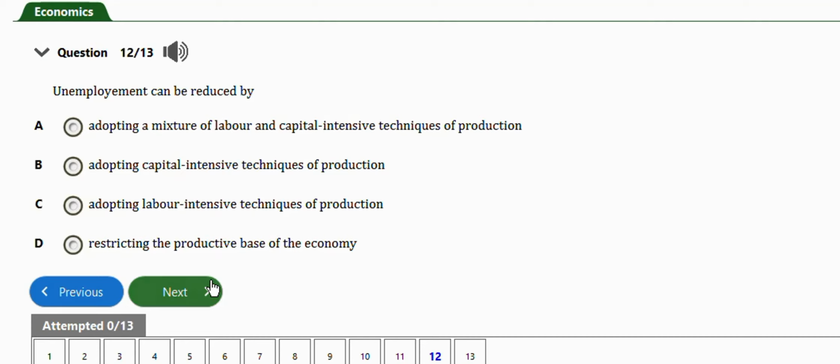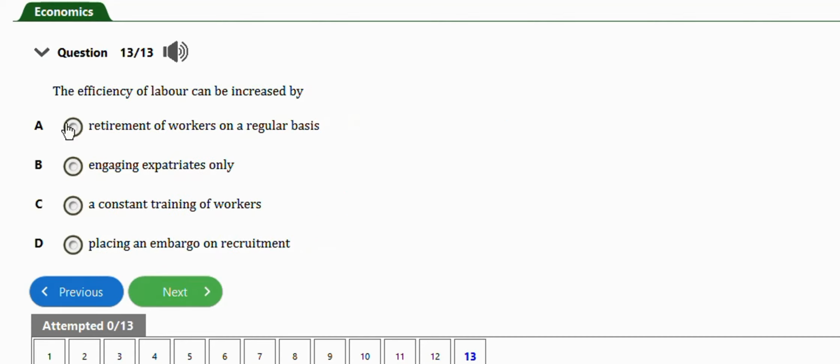Okay, the last question for this video is this one. It says the efficiency of labor can be increased by retirement of workers on a regular basis, engaging expatriates only, a constant training of workers, placing an embargo on recruitment. The right answer is option C, a constant training of workers.